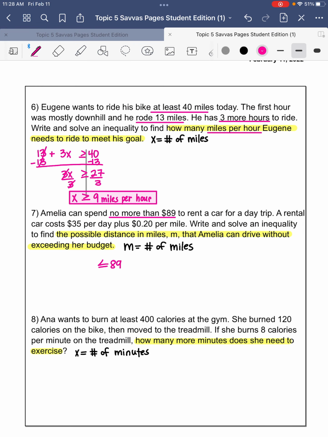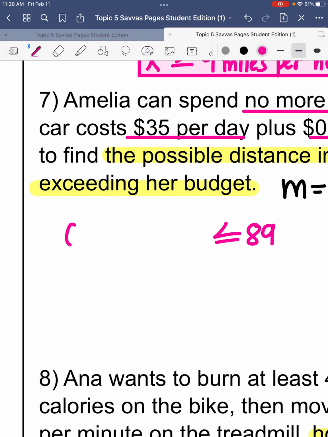Okay, now what else is important? We know that the car costs $35 per day and that it also costs 20 cents per mile. Now both of those have a per in them, so it's kind of confusing which one goes with my variable. But notice m represents the number of miles. So I want 20 cents per mile to go with my m. So I'm going to have 0.20 m. And then I'm also going to have a 35 because that's also part of the cost.